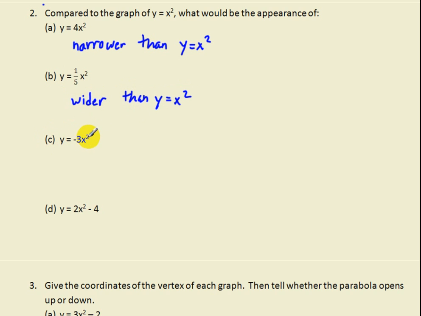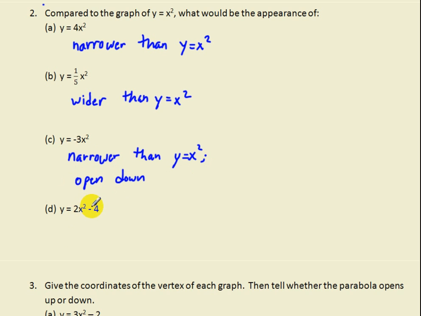And then y equals negative 3x squared. The absolute value of a is 3, so it's going to be narrower than y equals x squared. And it's going to open downward because a is negative, so it opens down.